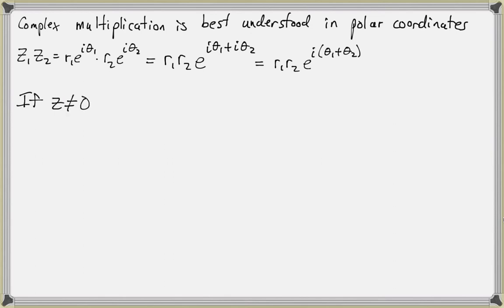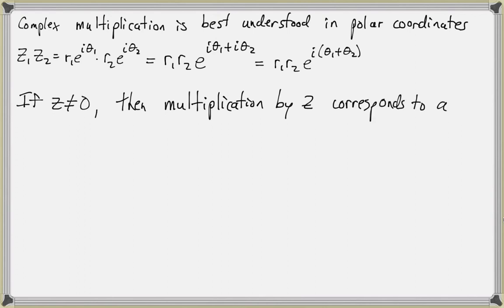So if z is a non-zero complex number, then multiplication by z corresponds to a dilation by the factor absolute value of z and a rotation by the argument of z about the origin.